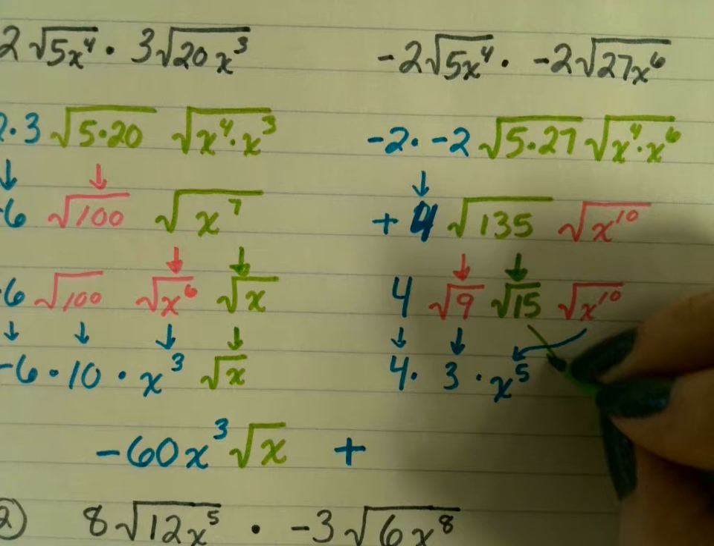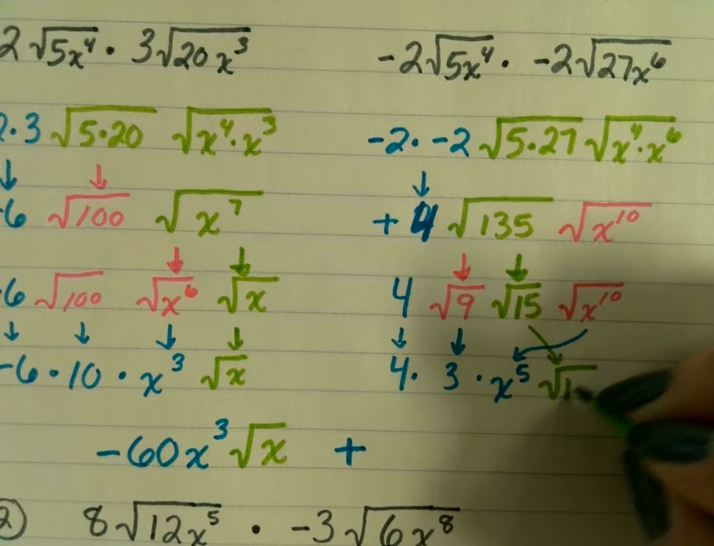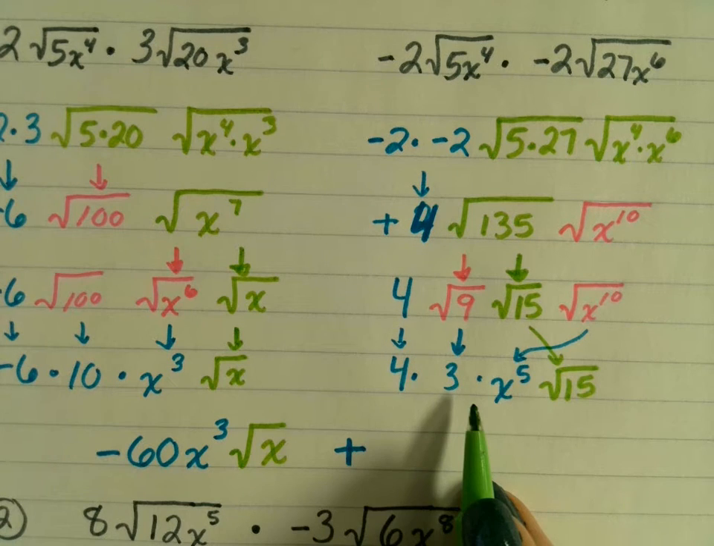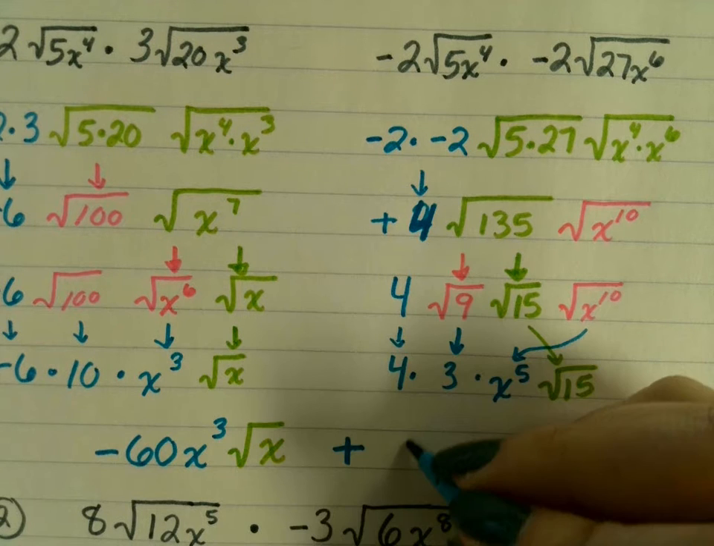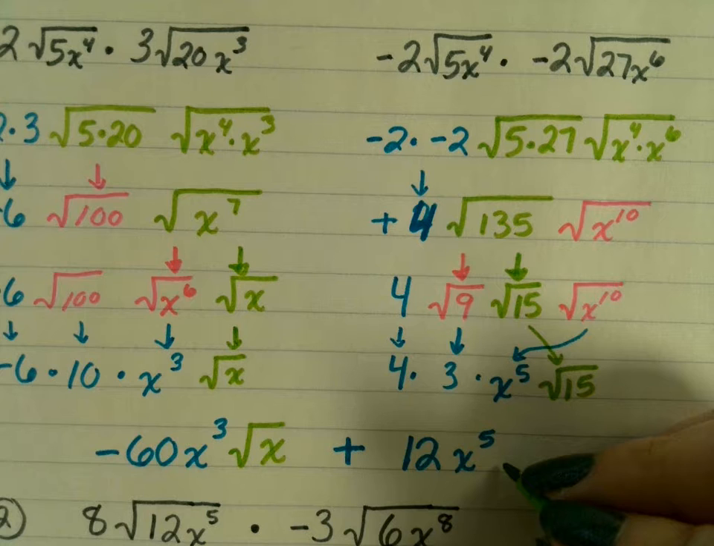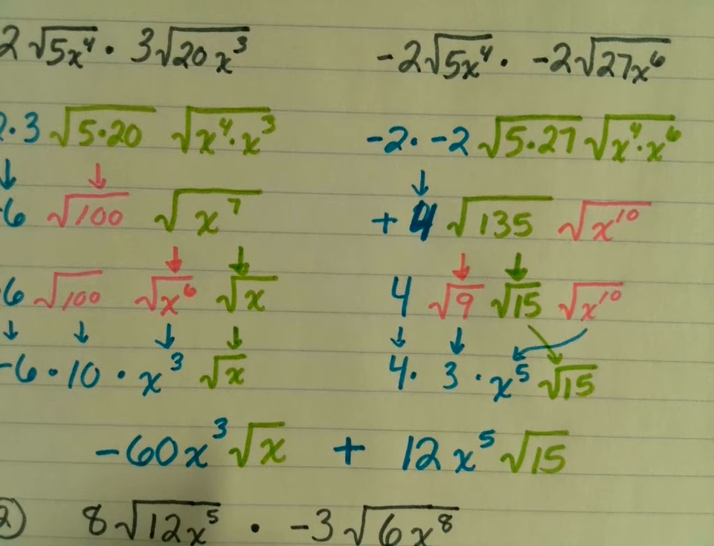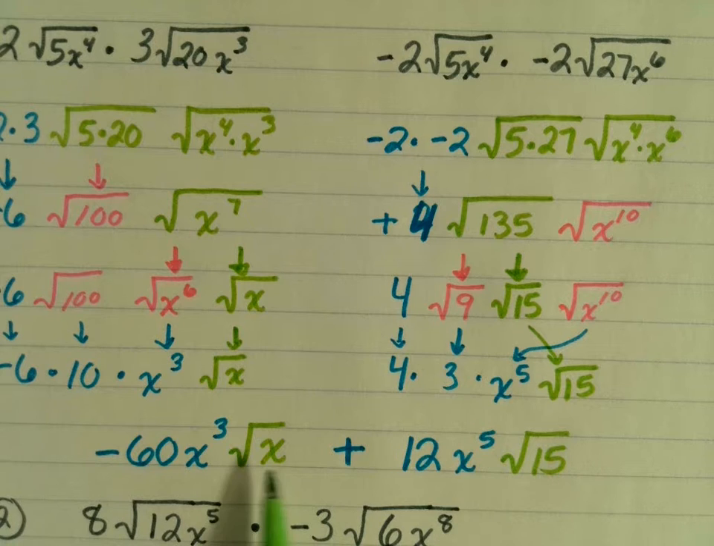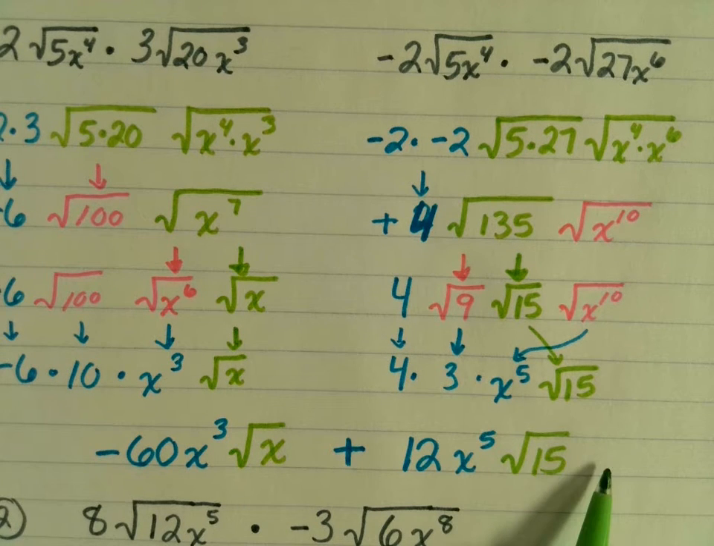Okay, and 4 times 3 times x to the 5th gives me 12 x to the 5th, and then square root of 15. I cannot combine these. Even though I do have radicals for both, they are not like radicals. They are not like radicals, therefore I could not combine them. This is my final answer.